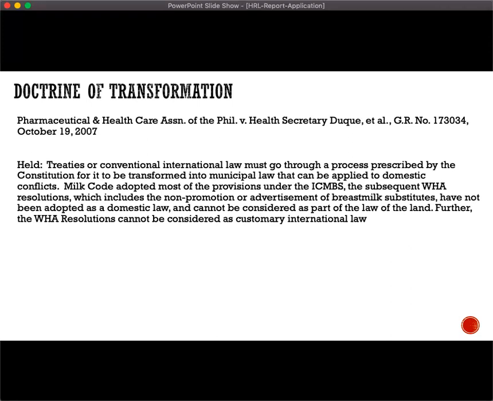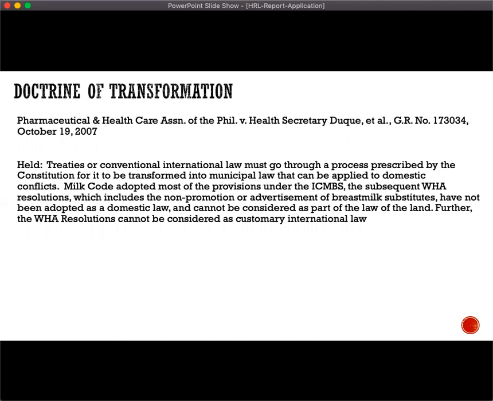Okay, so with this, the issue was whether or not international agreements, as mentioned in the case, are part of the law of the land, if the Milk Code would be implemented in the Philippines, or should it be adopted by the Philippines as it is. So the court held that treaties or conventional international law must go through a process prescribed by the Constitution for it to be transformed into municipal law that can be applied to domestic conflicts.